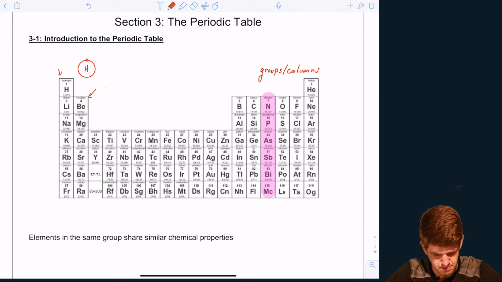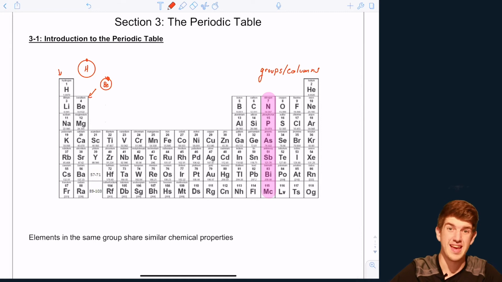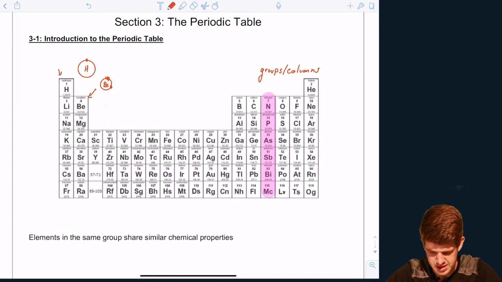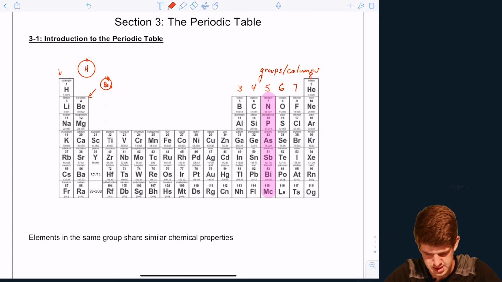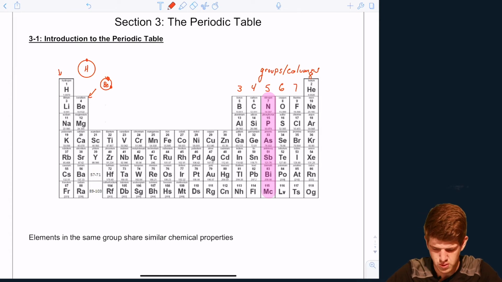Just like that, beryllium is in the second group, and in its largest shell, it has 2 electrons because it's in the second group. Now, jumping the transition metals, we will continue numbering the valence numbers 3, 4, 5, 6, 7, and 8. So boron has 3 electrons in its outermost shell, carbon has 4, nitrogen 5, oxygen 6, fluorine 7, and then helium is the exception, but every element below it is actually 8.